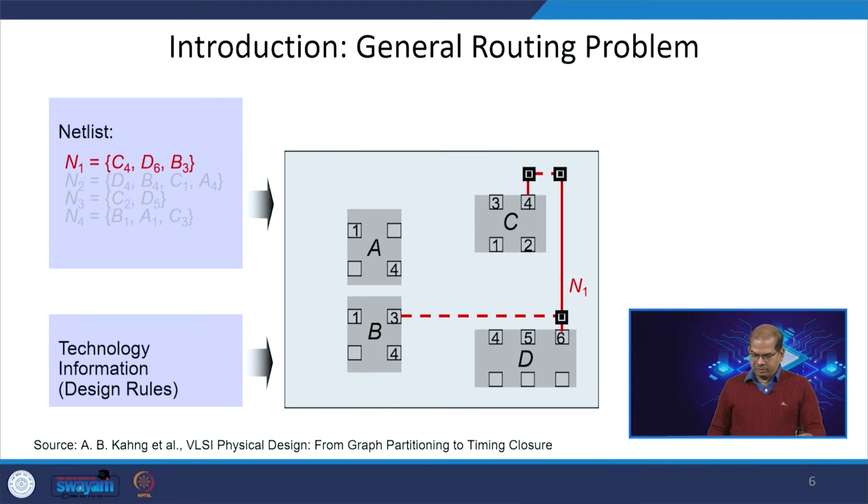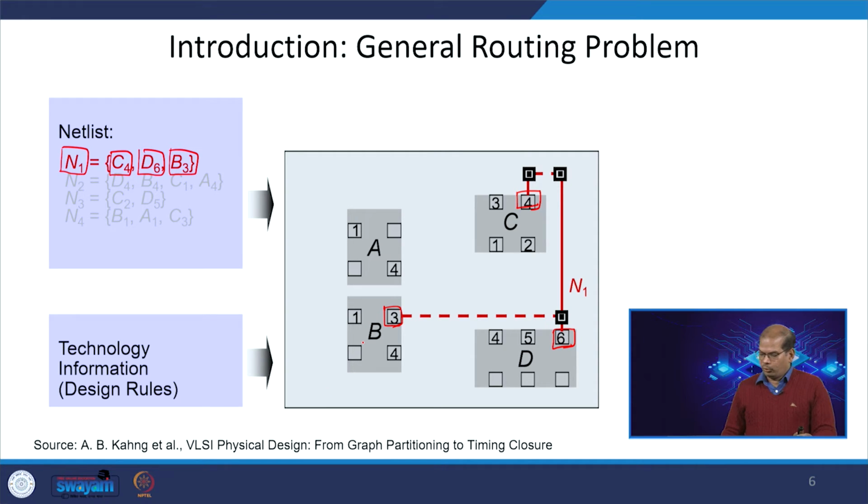So, how do you connect them? Let us consider the net N1. The net N1 is connected with C4, D6 and B3. C4 is this pin, D6 is this pin and B3 is this pin. How can I connect them?